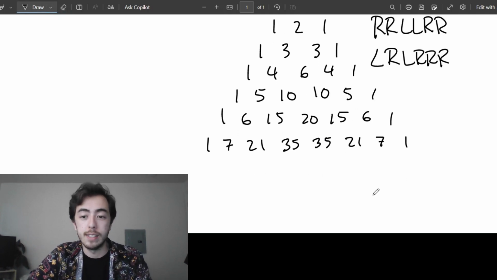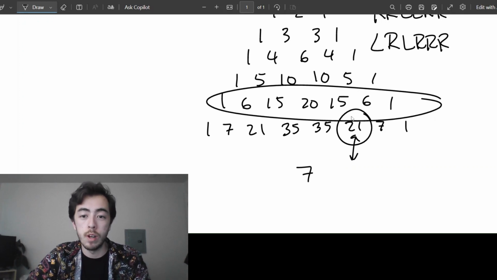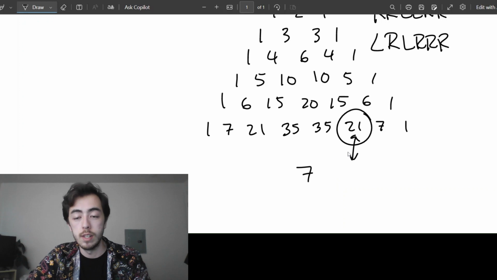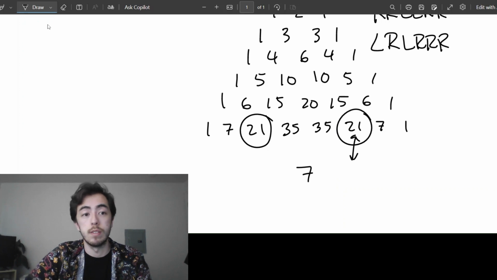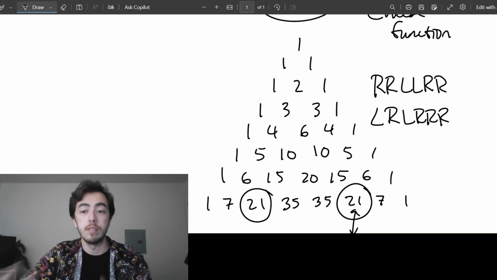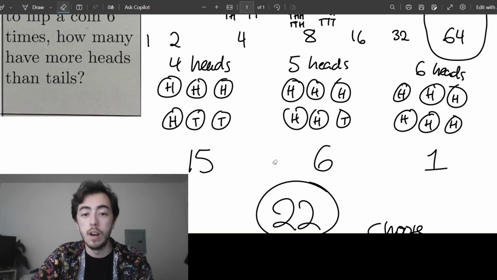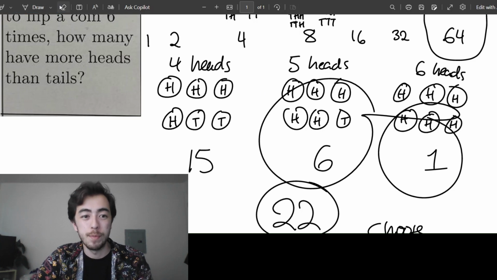Or if you wanted to ask something about this number right here, this 21, we could say 7 coins, right? Because this was our 6 coin row, so this should be our 7 coin row. And then 21 is the number of ways that we could get exactly 3 tails or exactly 3 heads out of 7 coins. So just in summary, Pascal's triangle is a nice generalization to this kind of problem so that you don't have to actually count out all 15 options and then all 6 options and then add them all up in the end.